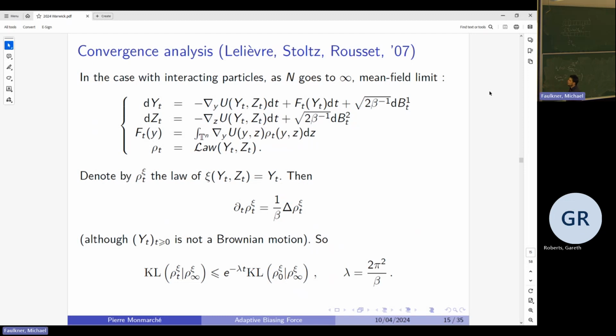Another way to say it is you can write the Fokker-Planck equation for the law of rho. First you forget that Ft depends on rho, and you write the Fokker-Planck equation of that guy. It's a PDE written on rho, and then you say with the drift Ft, which in itself depends on rho, and so you get some nonlinear PDE. So rho here is the solution of a nonlinear PDE.